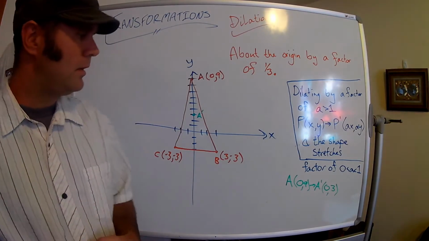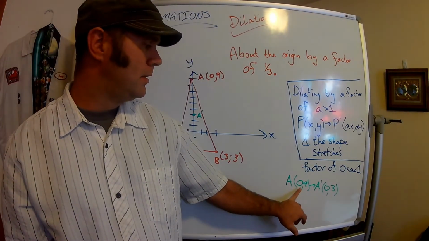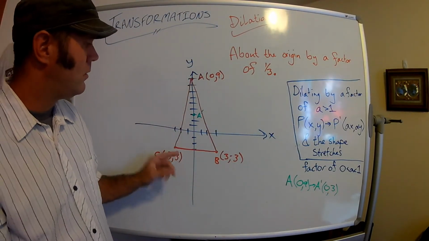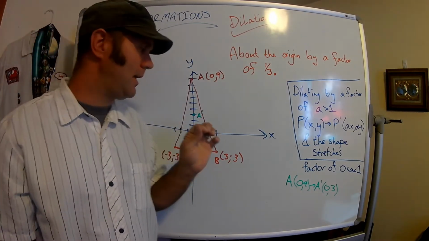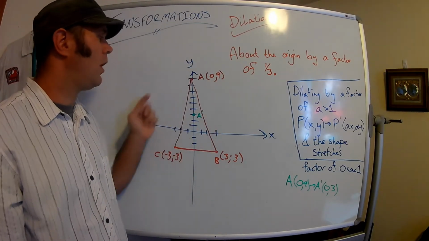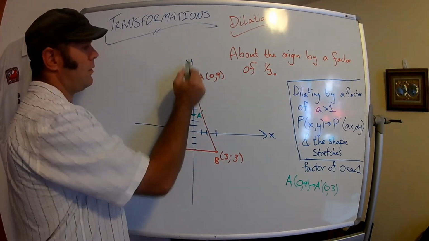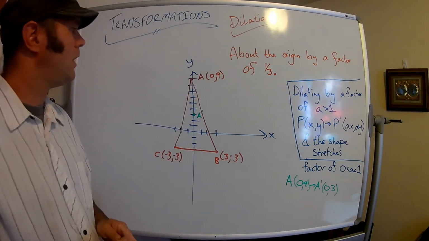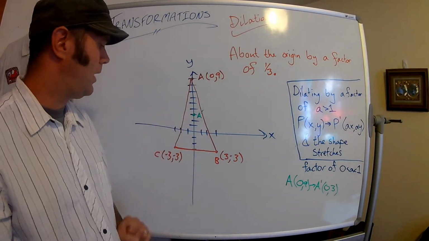Notice that the x value stayed 0. And that's because we were on the axis. Whenever you're on the axis, you'll stay on the axis. If you're dilating about 0, 0, you'll always stay on the axis because it makes a straight line from 0, 0 through the y-axis and through the x-axis. So since our x value was 0, we just stay on the y-axis.